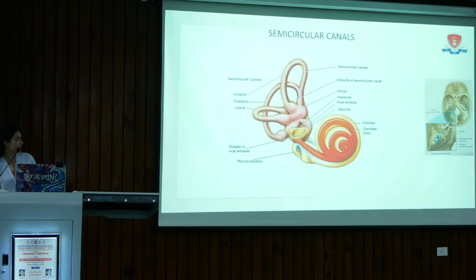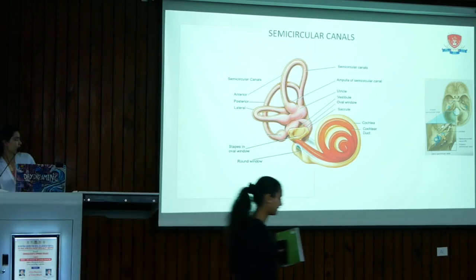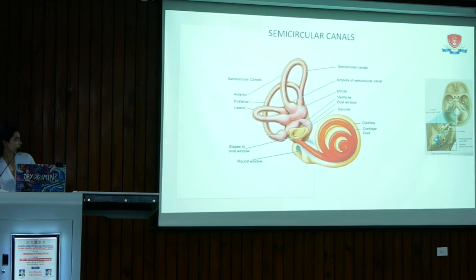Its ampullated end communicates with the vestibule. The posterior semicircular canal also lies in the vertical plane parallel to the long axis of the petrous temporal. Its ampullated end communicates with the vestibule. The non-ampullated end of the anterior semicircular canal and the non-ampullated end of the posterior semicircular canal form the crus commune and enter into the vestibule. The lateral semicircular canal lies in the horizontal plane, and both the ends of the lateral semicircular canal enter into the vestibule.